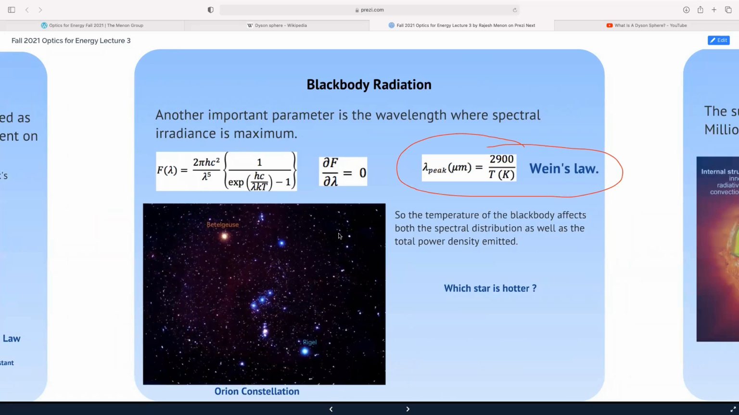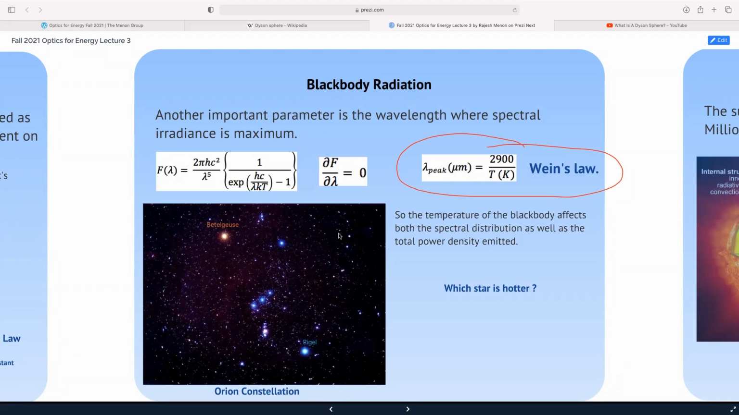This is also called Wien's law. Now that constant is 2900 if we measure the wavelength in micrometers and temperature in Kelvin. And what does that mean? That means the hotter the black body, the shorter the peak wavelength, right? Lambda is inversely proportional to temperature.